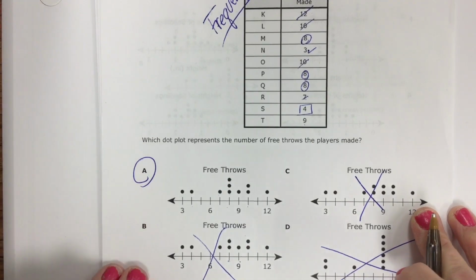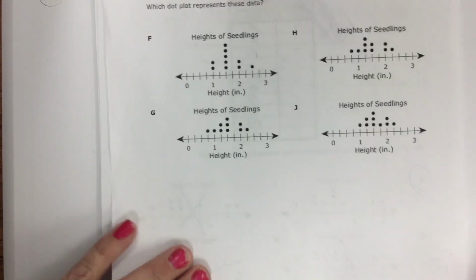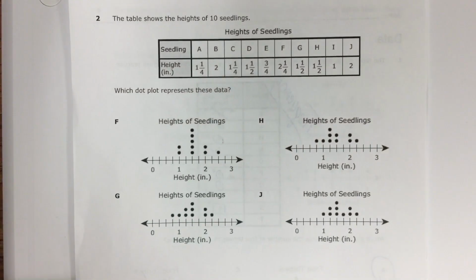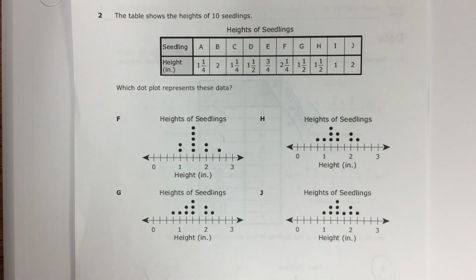Okay? So let's look at another one, and I want you to try to answer it with me. And we're going to talk about it too. The table shows the heights of 10 seedlings. Which dot plot represents this data?